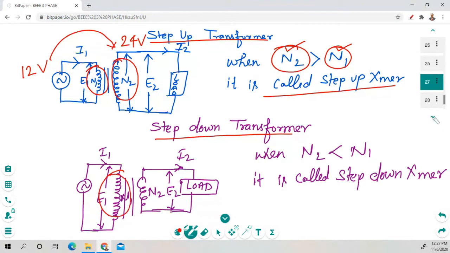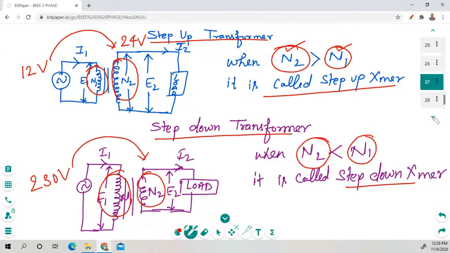Now come to this point. Here is the step-down transformer. Here, the primary side winding is N1 and the secondary side winding is N2. As you can see, N1 is greater than N2, so it is called a step down transformer. If you apply 230 volt here, it can be reduced to 25 volt or 24 volt, 9 volt, 5 volt, as you wish. So you can change these voltages. These are called step up and step down transformers.